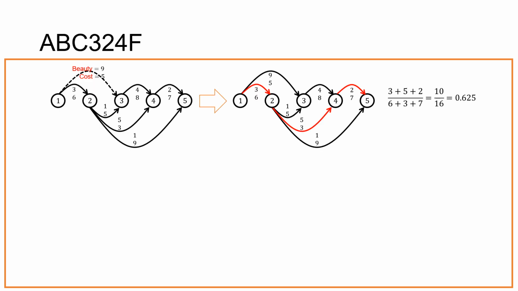Let's proceed to problem F. There is a directed graph with n vertices and m edges. Each edge has two values, beauty and cost. We select a path from 1 to n and calculate the total beauty per the total cost. Our task is to find the maximum value among all the routes from 1 to n.